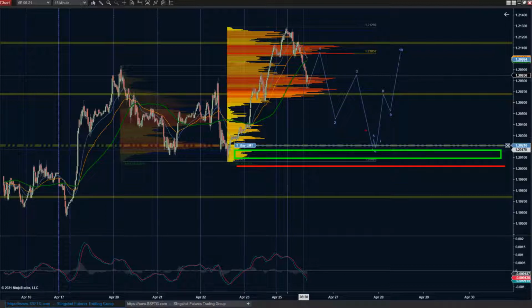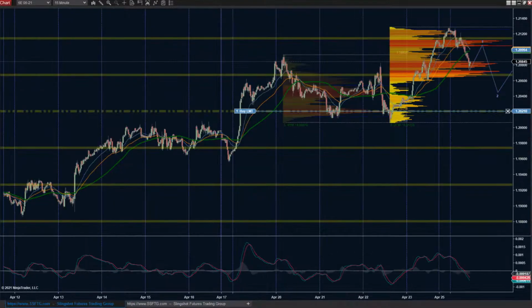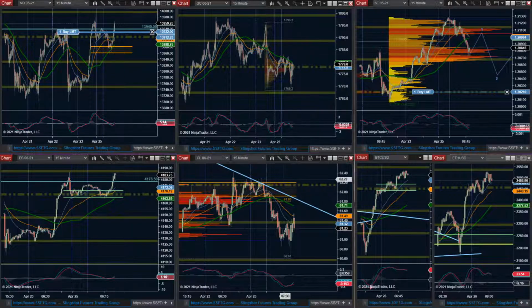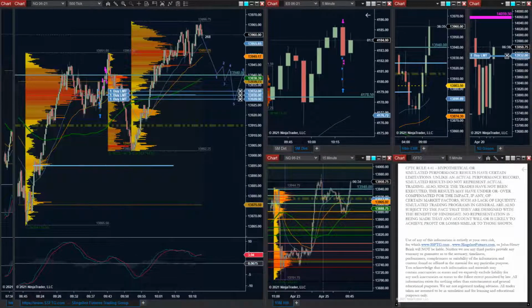The nice thing is the objectives on this are incredibly high. The risk is very small underneath the lows, but the reward potentially is at least back to the first volume cluster, if not all the way back up to the POC. That's really all that's kind of sticking out right now. And the NASDAQ.